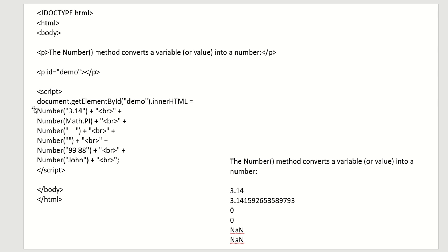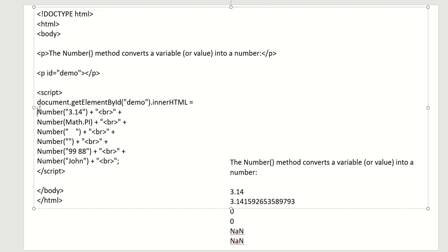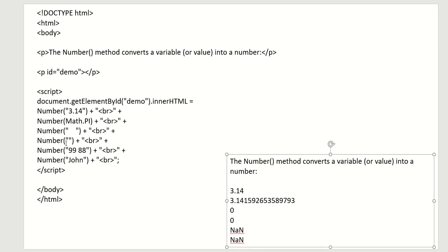Here you can see, if we look directly at the script section, Number("3.14") will be the number 3.14 without double quotation. Then the value of Math.PI is 3.1415926535897993. If it is double quotation with nothing, it means 0. Double quotation with a space, still it is 0. And if it is "99 88", it is not a number, that's why it is NaN. And if it is John, again it is not a number, so it is NaN.